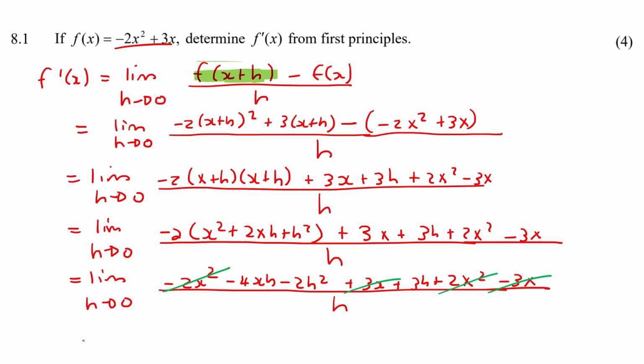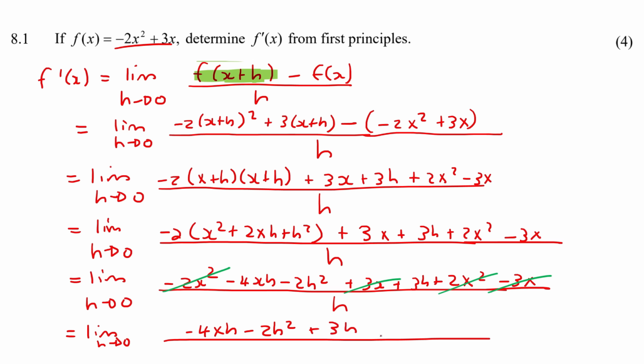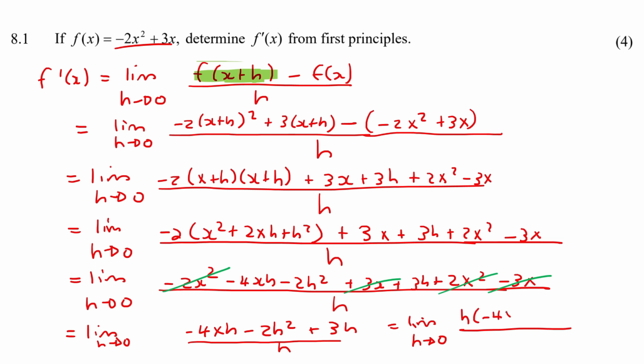So there we go. Okay, now we say the limit as h goes to 0 of minus 4xh minus 2h squared plus 3h over h. We now take out h as a common factor. So I'm just going to write it over here, but you would imagine that I would keep going downwards. H goes to 0, take out an h. If there's more to take out, don't even worry about it. You just need to take out the h. Okay, and now the h's cancel.